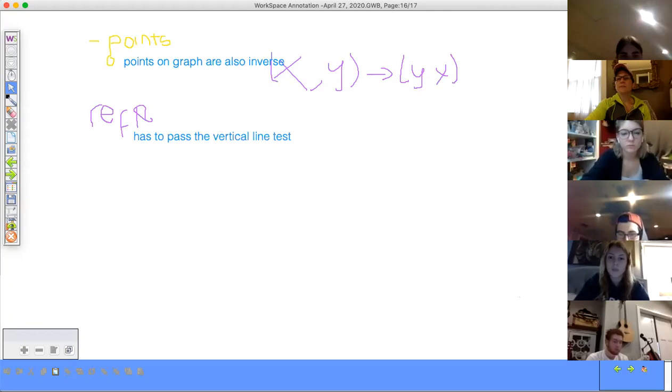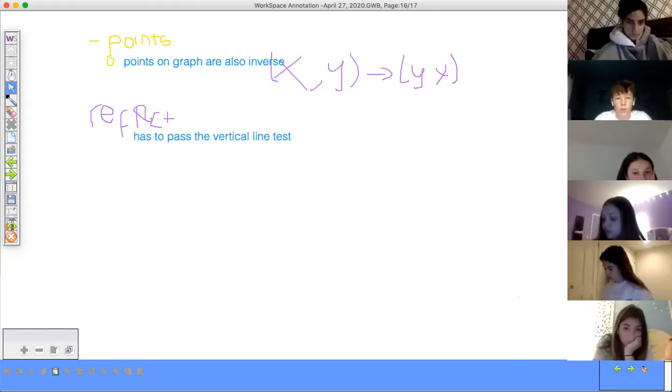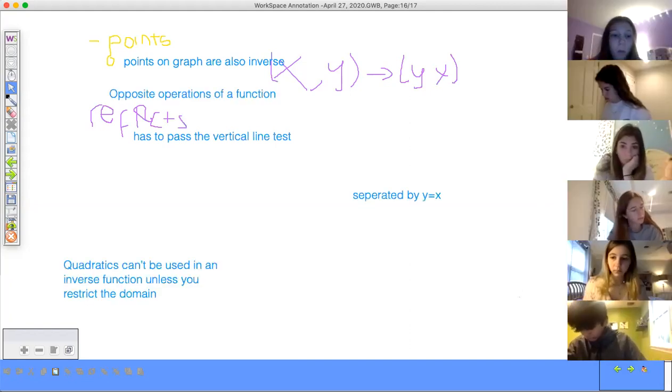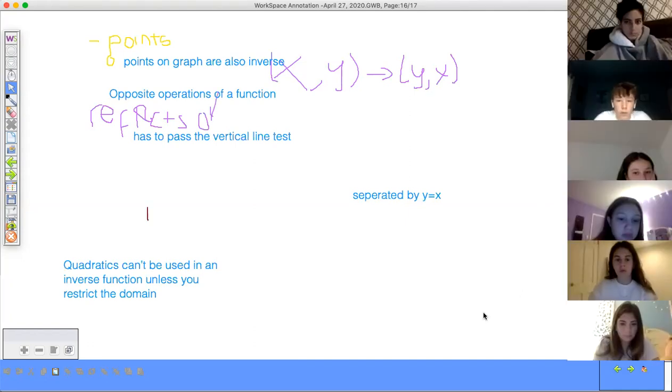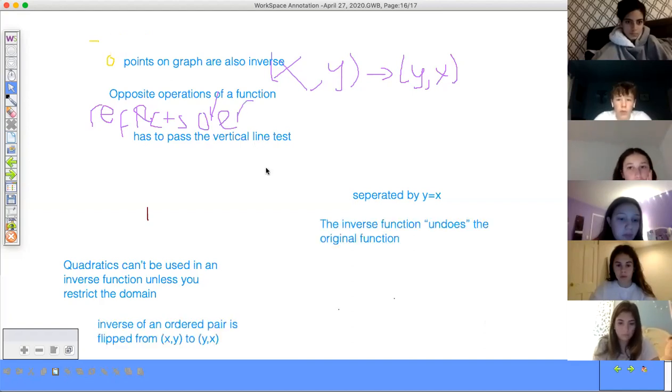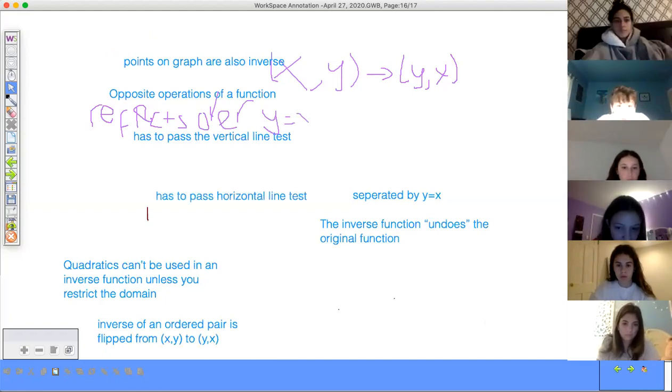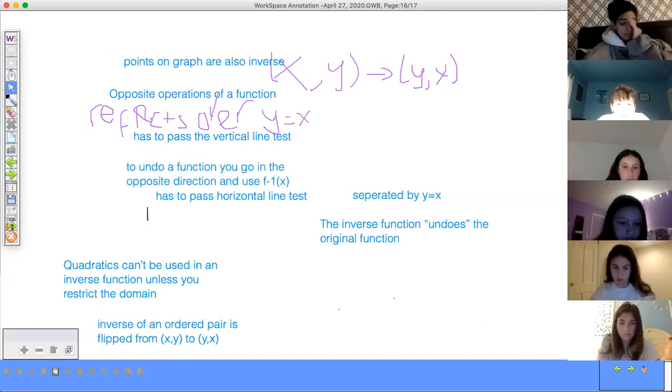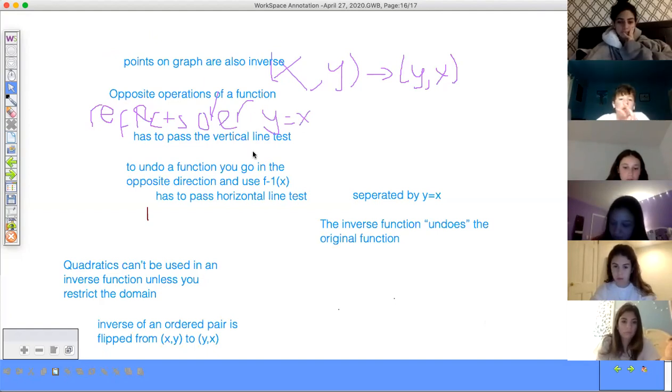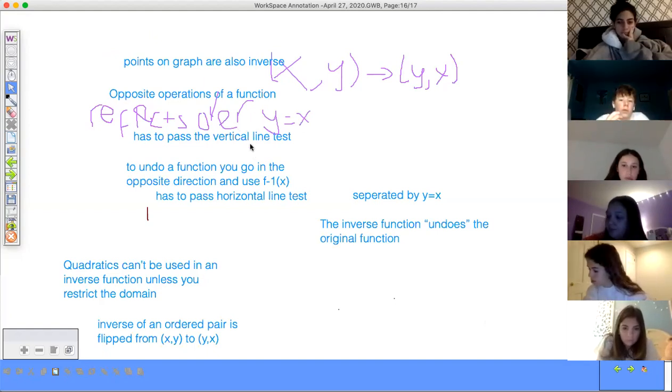Whoever said has to pass the vertical line test, that's if something is a what? Awesome. Whoever put has to pass the vertical line test, that's if it's a function. Be careful, if you want it to have an inverse, it's not the vertical line test, it's the horizontal line test. Whoever typed that in, go back and fix it.